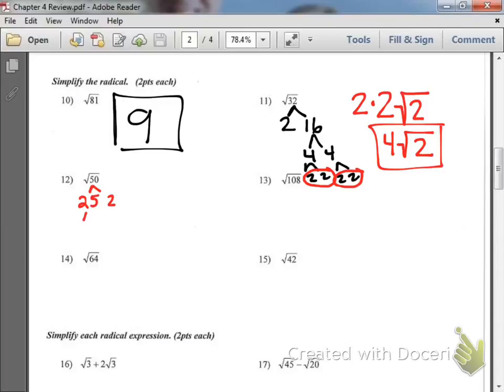25 and 2. What about the 25? 5 and 5. So what comes out to the front? 5. Just 1 5. A pair of 5's gives you 1 5 in the front. And then what's your leftovers? 2. Just the 2. Good.